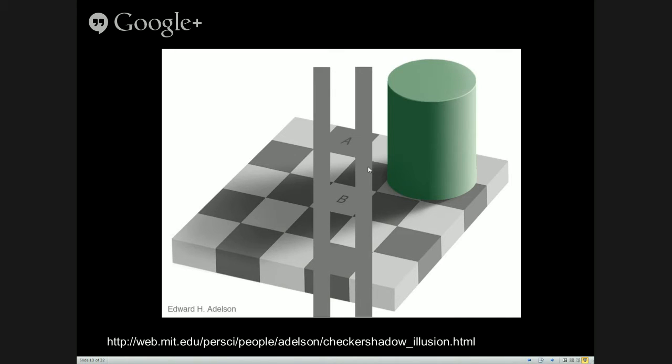Right. So our brain is typically quick to claim that B should be lighter than A because there's a shadow cast from the object that makes it look darker, but we know from the context, from the surrounding squares, that in our logic, it should be lighter. Okay? Thank you, Sarah.